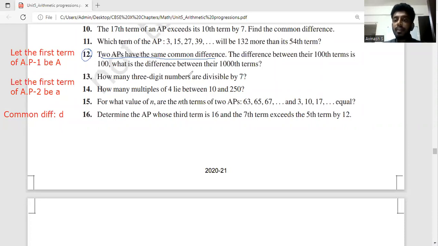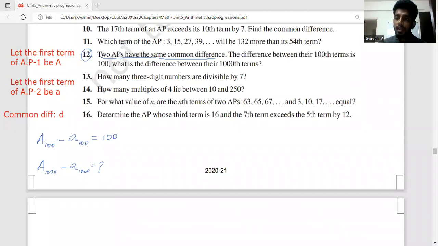And in the question, they have given the difference between their 100th terms. So the 100th term of first AP will be capital A100, and the 100th term of second AP will be small a100. They have given the difference between the 100th terms is 100. And we are supposed to find the difference between their 1000th terms. This is what we are supposed to find. Just to give some clarity, if first term is capital A, then nth term is capital An. If first term is small a, then nth term is small an. That is why I have used it like this.